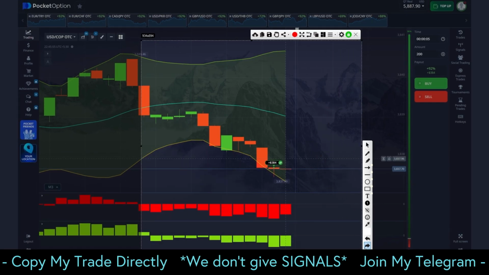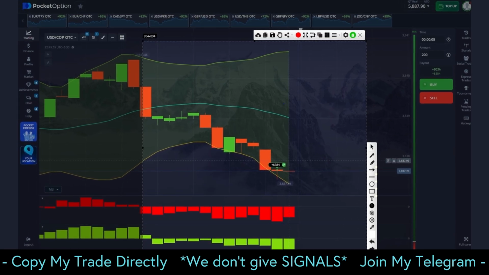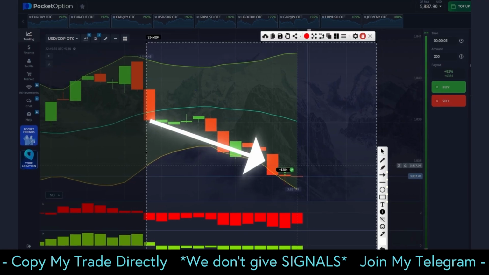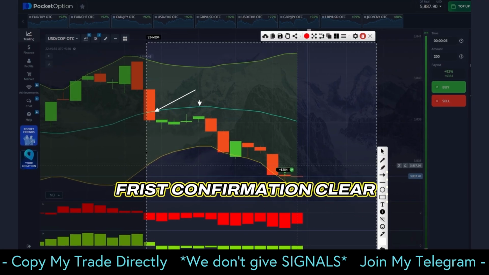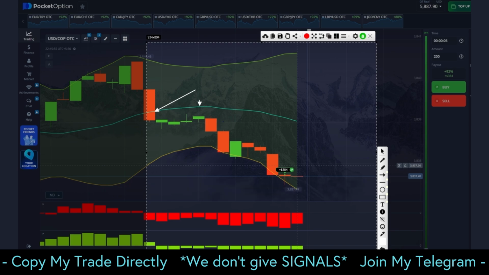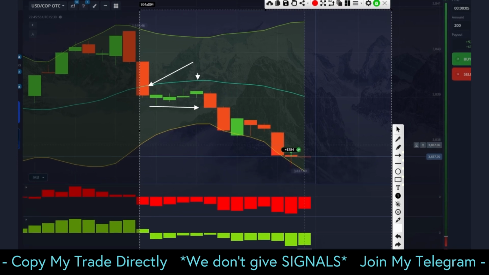Now I will explain to you what happened here. First, the market came to this point and made candles below this midline. Okay, our first confirmation was cleared. But you will think why I did not take the trade here.